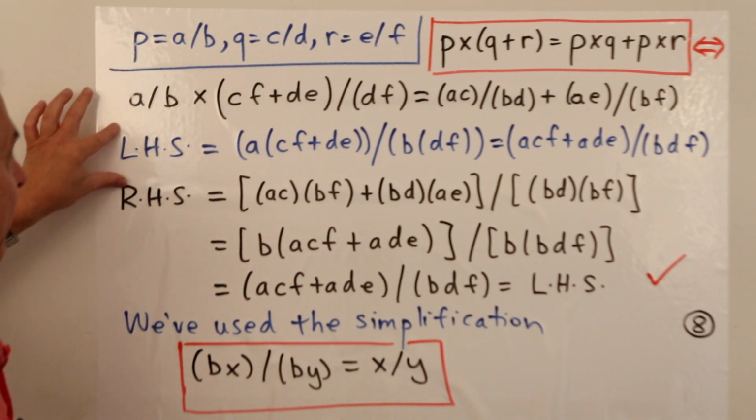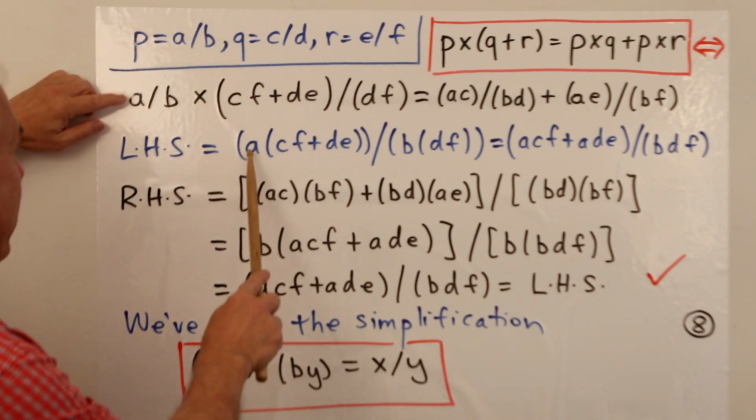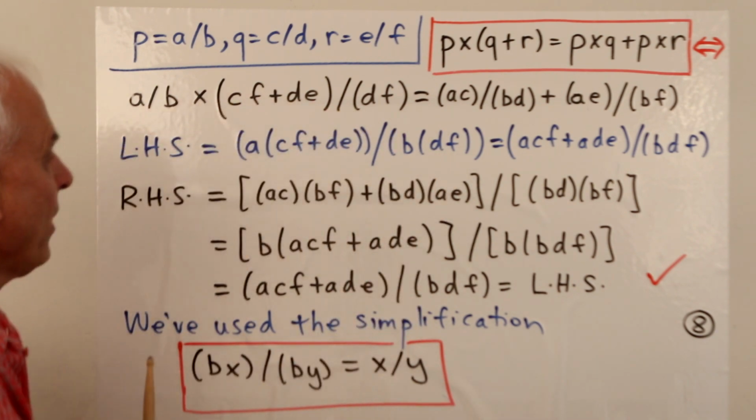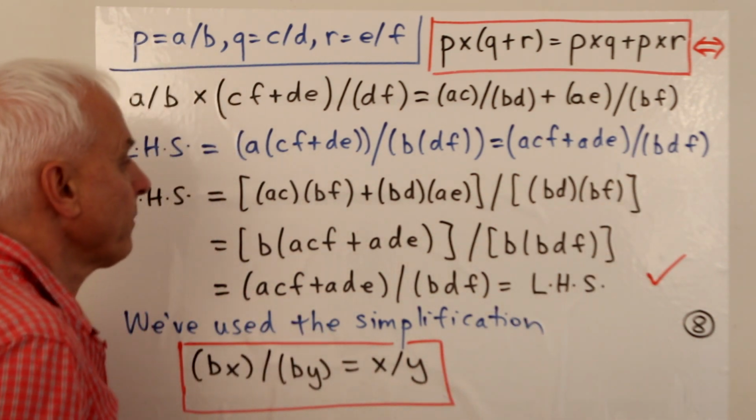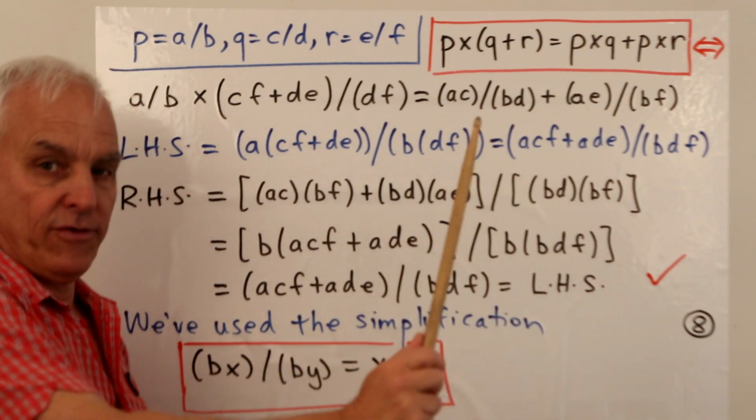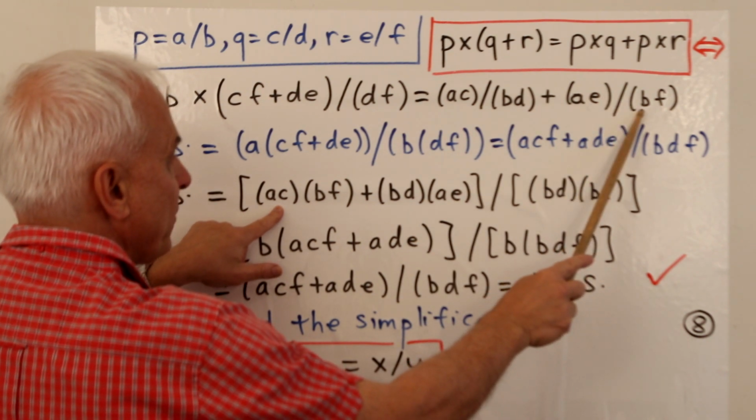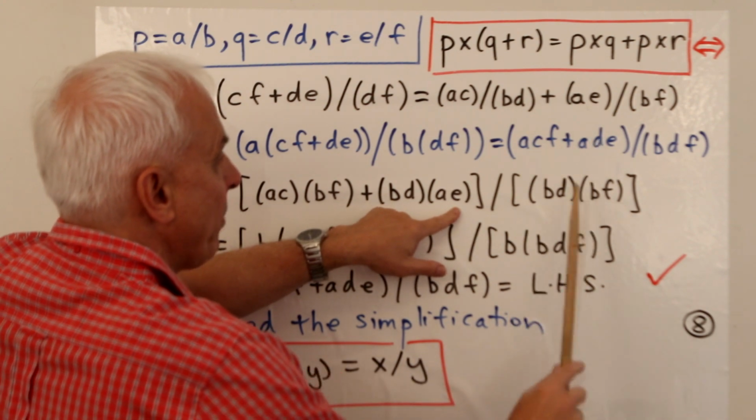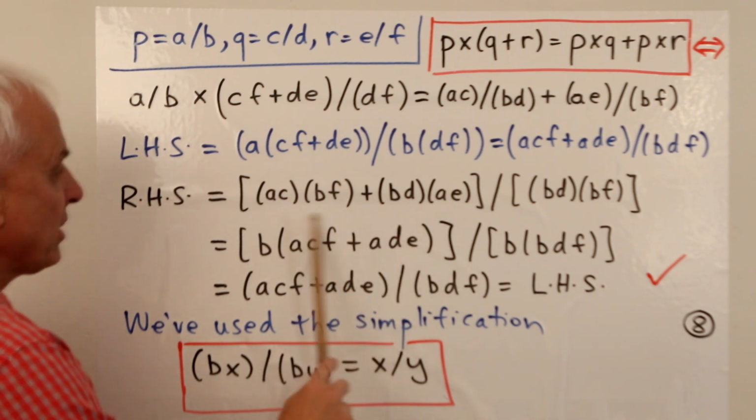Okay, so let's have a look at the left-hand side. The left-hand side, it's a product of two fractions, so the numerator is A times (CF plus DE), the denominator is B times DF. And by expanding this, we get (ACF plus ADE) over BDF. What about the right-hand side? Well, that's a sum of two fractions. Okay, so we have to take AC times BF plus BD times AE, that's the numerator, divided by the product of BD and BF. Now we expand this out and simplify it.